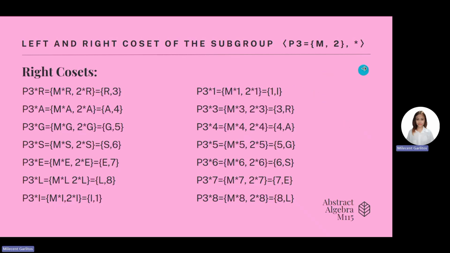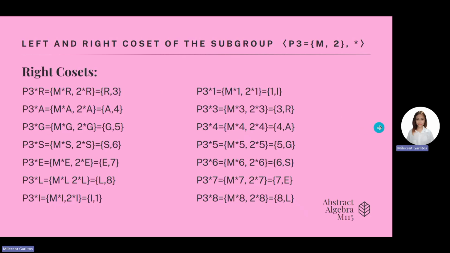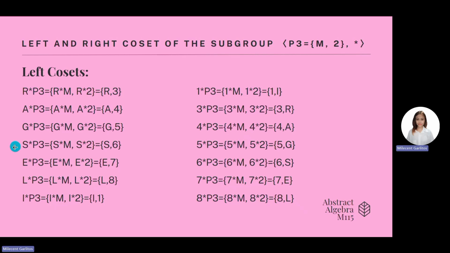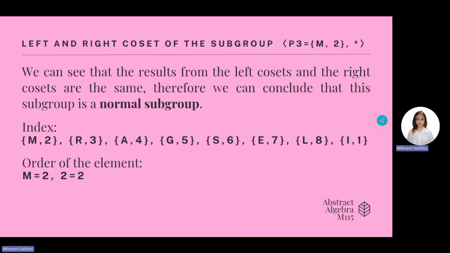So in here all we just operate the subgroup, which is the P sub 3, the elements onto the right cosets of the remaining elements. So this will be the outcome of all the operation in the right cosets. Now on the left cosets, we can observe that it is the same with the right cosets. So therefore, we can say that this subgroup is a normal subgroup since the outcome from the left coset and the right cosets are the same.